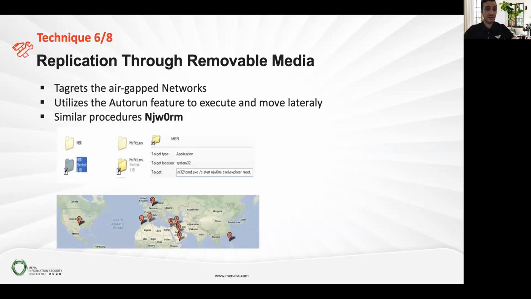Another technique is around replication through removable media. Now, this technique will help adversaries to target air-gapped networks. Some adversaries have a lot of interest in the air-gapped network. So they could do that by copying a malware into a removable media and taking advantage of the autorun feature when the media gets inserted into the target system and executes a malware.